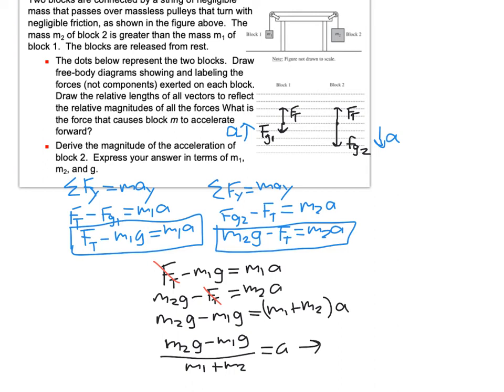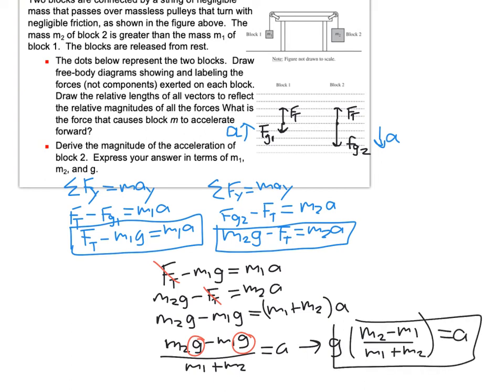Some people will factor out the G that we have here in both terms up top. And so what that ends up looking like is G times M2 minus M1 over M1 plus M2, which is going to be equal to my acceleration. So either expression is valid. It's really just a style choice at that point.